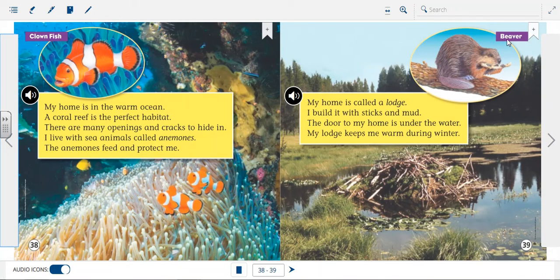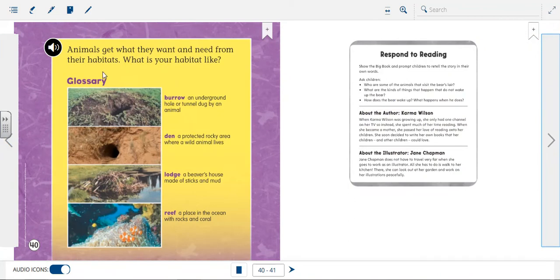Now, our last animal in our story is our beaver. It says, "My home is called a lodge. I build it with sticks and mud. The door to my home is underwater. My lodge keeps me warm during winter." So if we go back to the glossary one more time, we see the word lodge, a beaver's house made of sticks and mud.